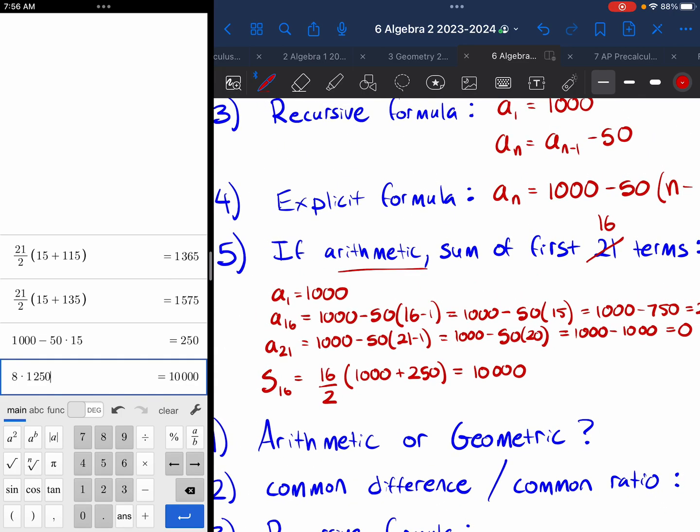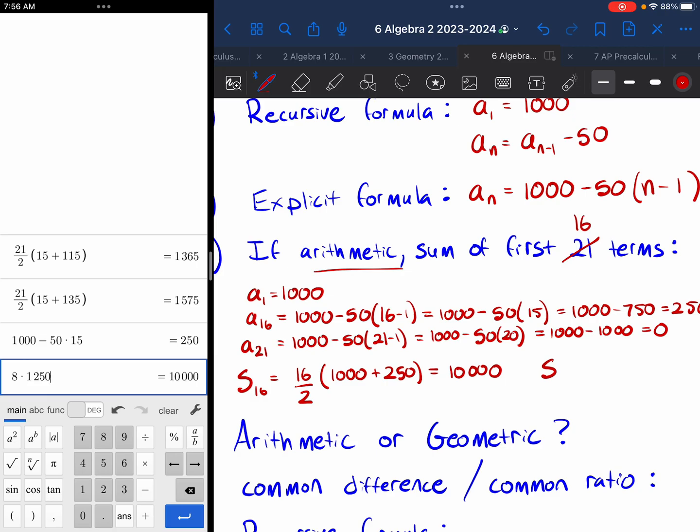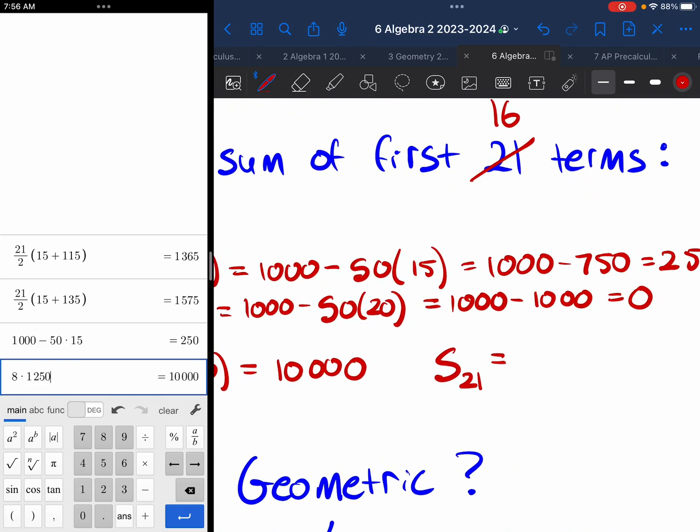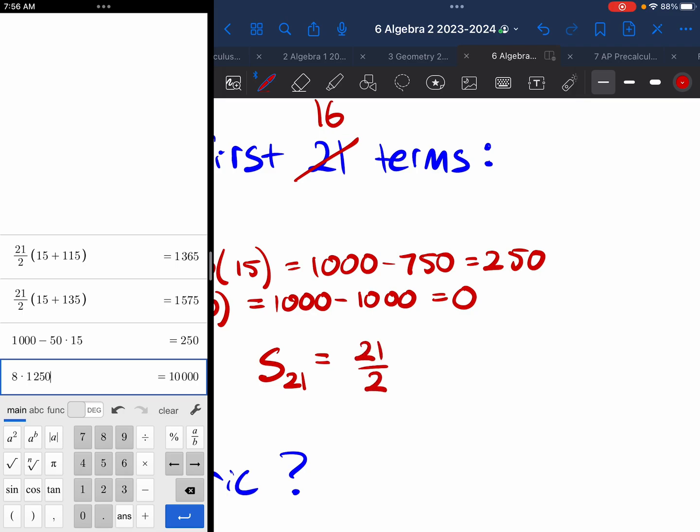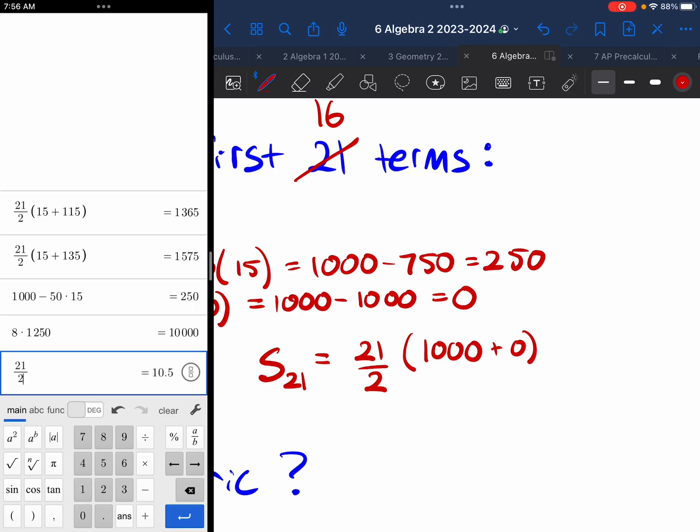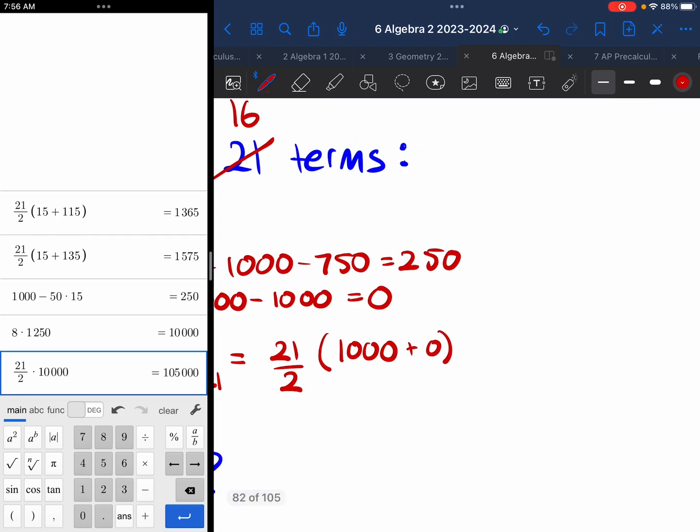Okay, what if you did the sum of the first 21 terms? So instead of doing S of 16, what about S of 21? What would that be? Well, the sum of the first 21 terms is 21 divided by 2 pairs, and then you multiply that by the first term, which in this case was 1,000, plus the last term, which was 0. So I'm just going to do that one, 21 divided by 2, and then I'm going to multiply this by 1 with 4 zeros, 1, 2, 3, 4, and that is equal to 105,000. That seems too much. That means one of these was wrong.